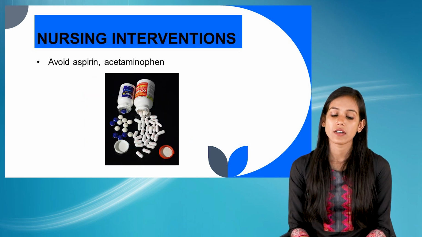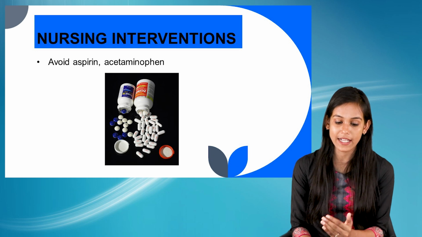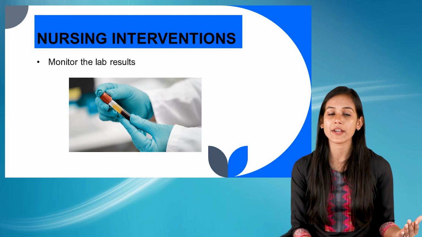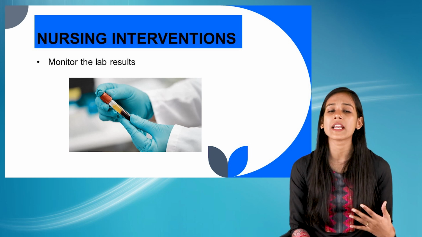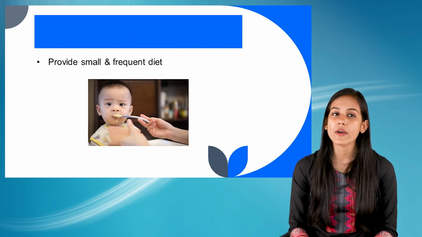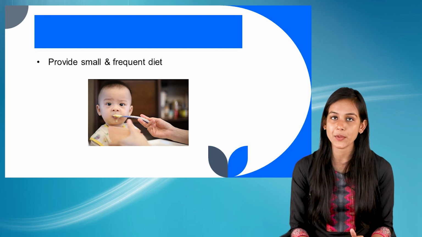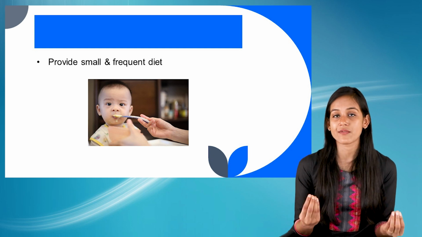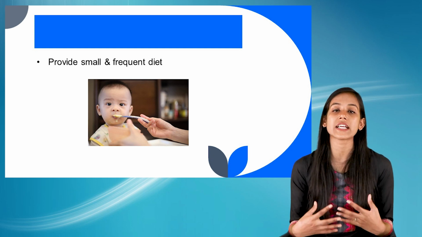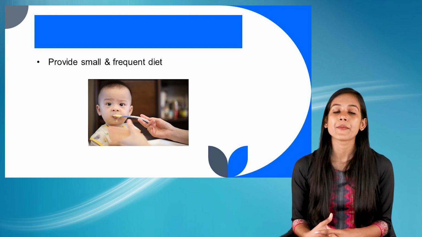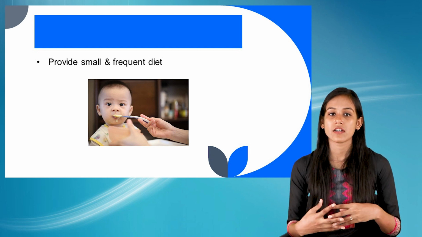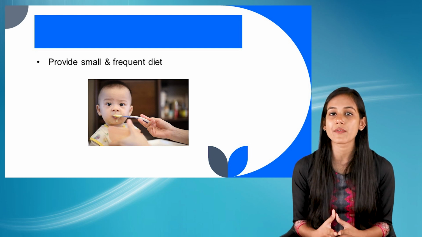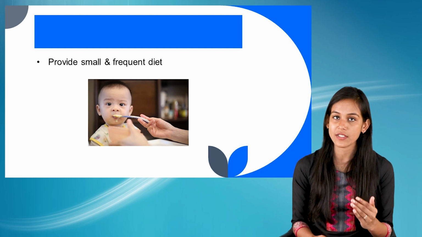Also, we have to avoid aspirin and acetaminophen, and we have to monitor the lab results continuously: the level of the enzymes, the bilirubin, everything. Then we also have to ensure that we provide small and frequent meals. As the liver isn't producing enough bile and isn't functioning properly, and it helps in metabolism also, we have to make sure that we don't provide large meals. We provide small and frequent meals.